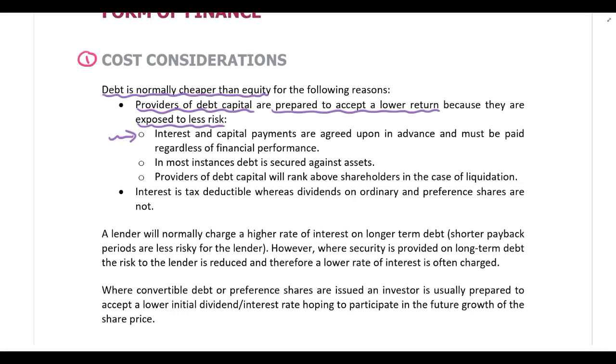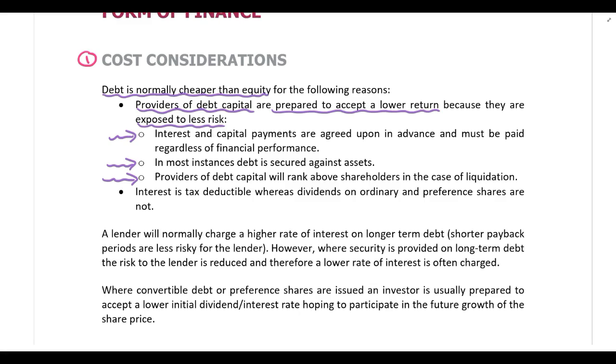With debt providers, they are exposed to lower risk, so they will accept a lower return. In addition to that, in most instances, debt is secured against assets. So if the company does default, at least the debt provider can repossess the assets in order to recover any money that they might have lost. And also the providers of debt capital rank above shareholders in the case of liquidation. So when a company is liquidated, everybody else gets their money back first and ordinary shareholders rank last.